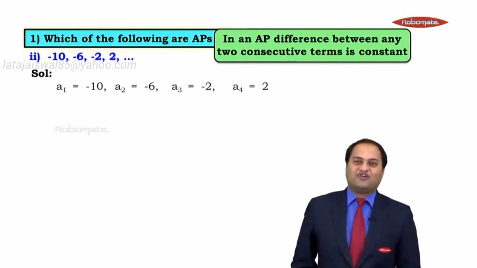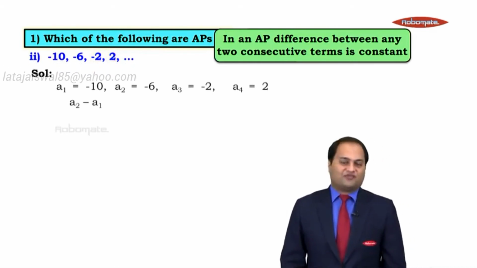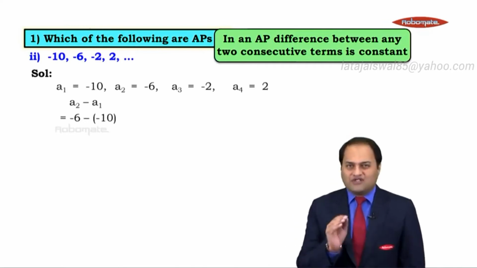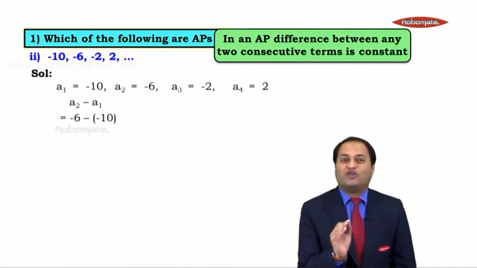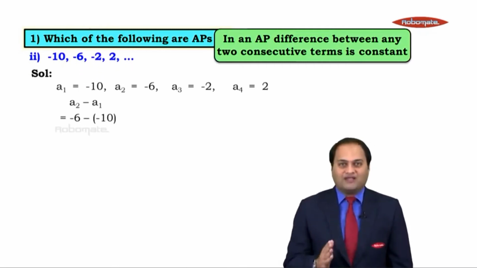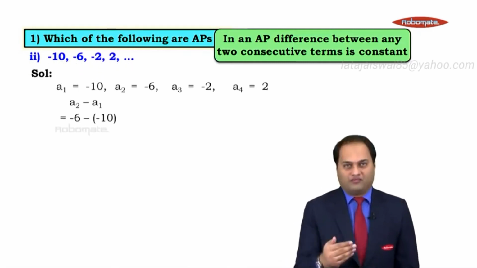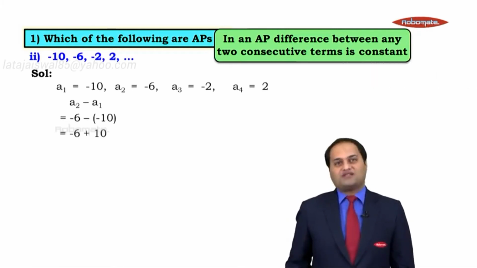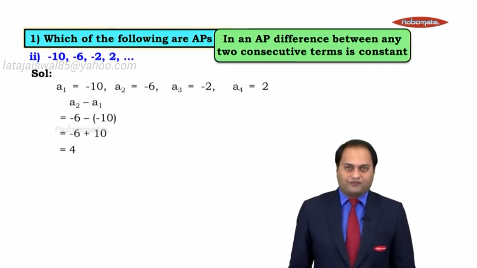Now let's find the difference. How do we find the difference? Remember, the first thing we do is A2 minus A1. What is A2 minus A1? Just be a little careful here as far as the calculations are concerned, because there is a negative sign involved. So it will be minus 6 minus of minus 10. Now when you open the brackets, it will become minus 6 plus 10, which is equal to 4.